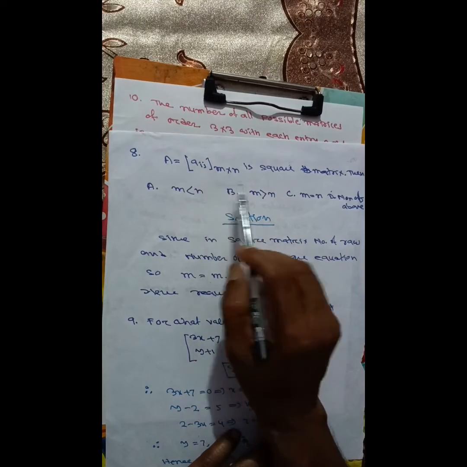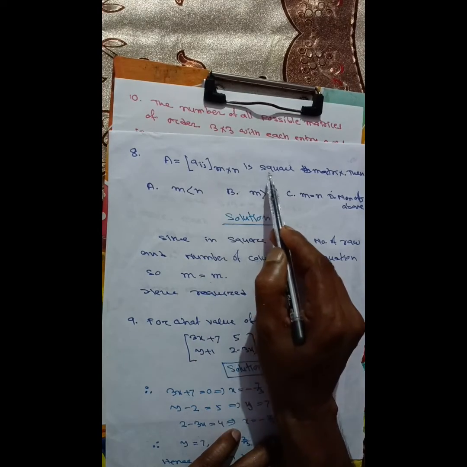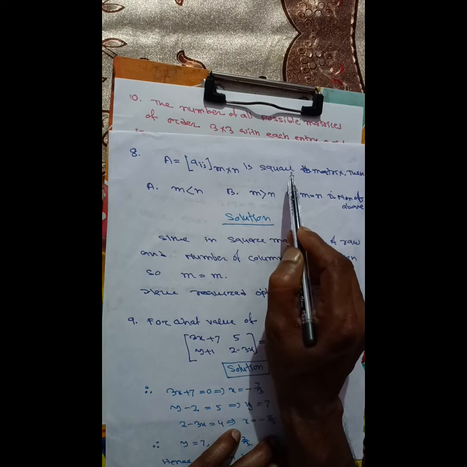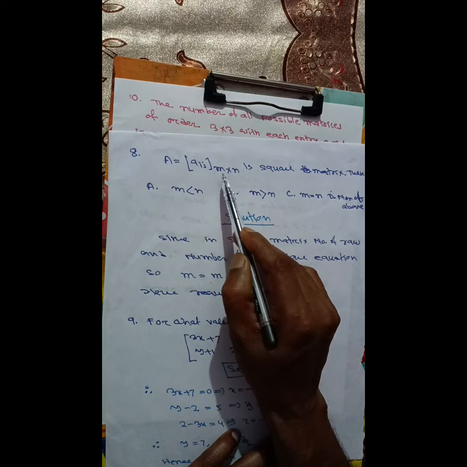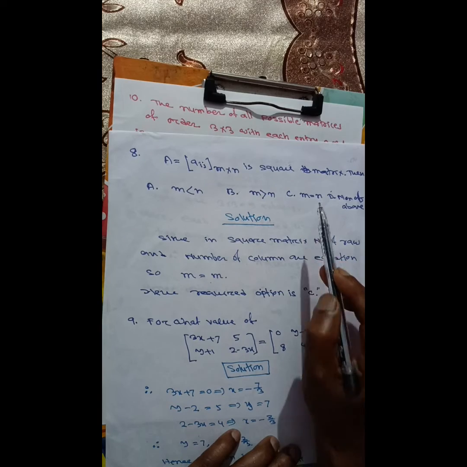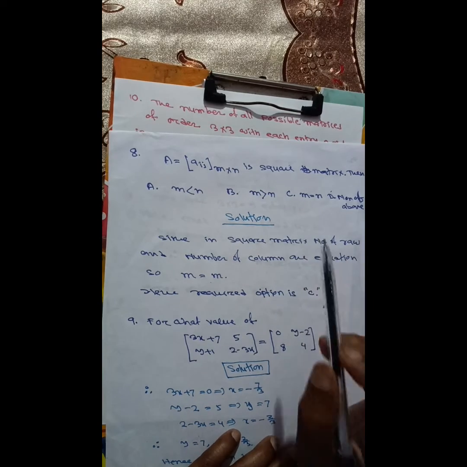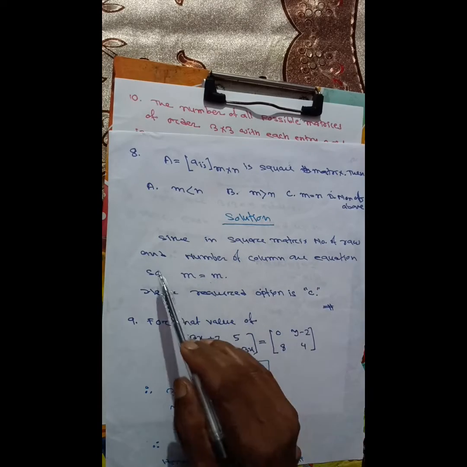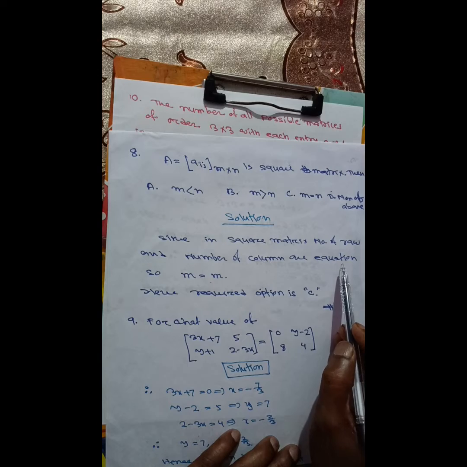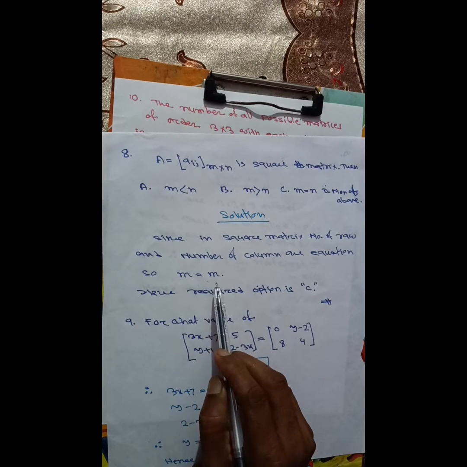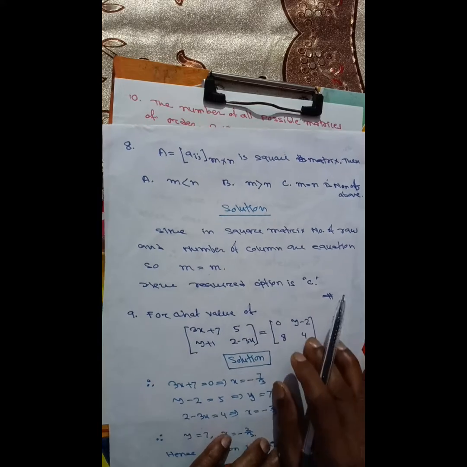It is observed that since it is a square matrix, the number of rows is equal to the number of columns. Here given m by n, so m should be equal to n. So the answer is m equal to n, so the option will be C. Solution: since for a square matrix the number of rows and number of columns are equal, m equal to n. Hence, the required option is C.